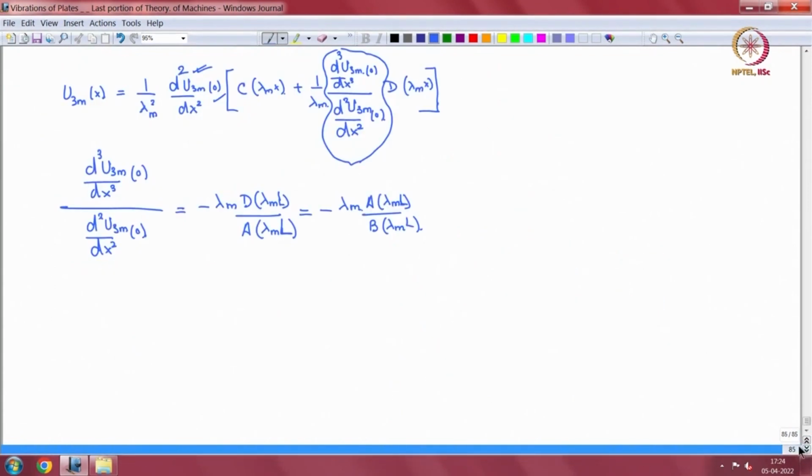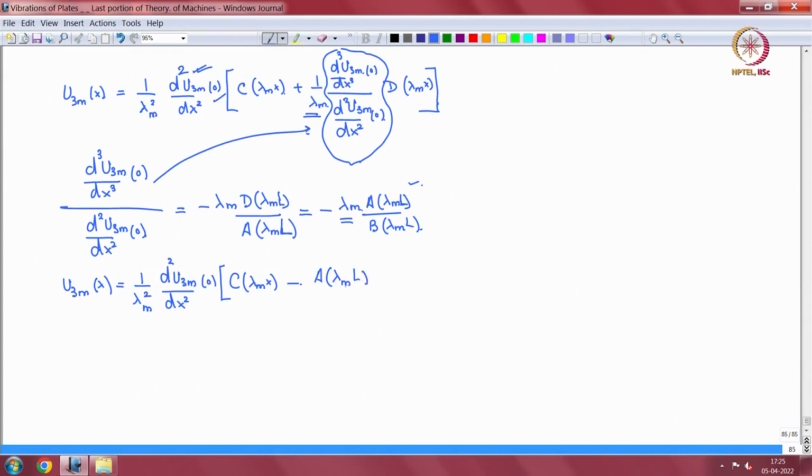Okay. So now if we use any one of these definitions to plug in here, we need this over here. So my u3m of x is equal to 1 over lambda m squared d2 u3m by dx square at 0 times C of lambda m x, then minus, using this definition, because there is a lambda m on top and lambda in the denominator, you get a cancellation. So minus a of lambda m L by b of lambda m L times d of lambda m x.